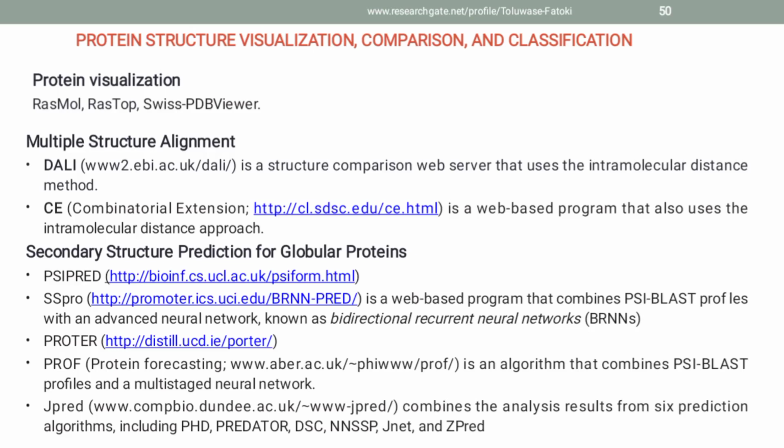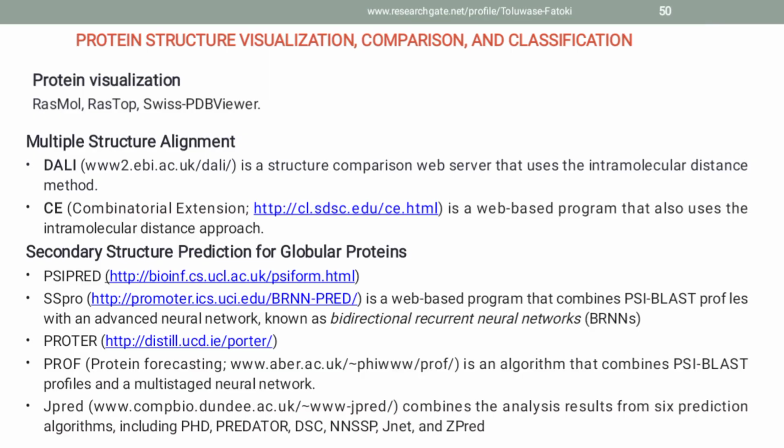So talking about how to visualize your protein, there are different tools by which you can do that. We have RasMol, which is software, and then we have RasTop, which we can access online. Then we have Swiss PDB Viewer, which is online too. Then we have tools like PyMOL you can use to visualize your protein structure. You have Chimera, UCSF Chimera. Also, there are other tools that you can use to visualize your protein.